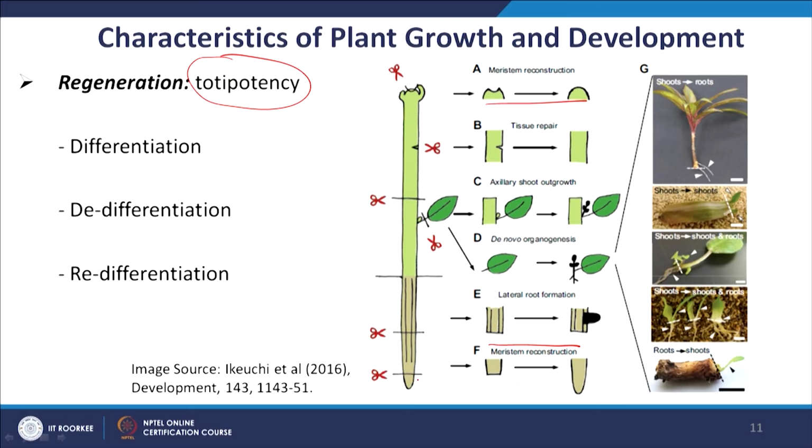If somehow the root tips or shoot tips are damaged in a plant, or if you cut them, what happens? You know that the apical meristems are positioned in the shoot tips and the root tips. If they are lost, the plant has acquired a mechanism through which it can reconstruct the meristem. This is because of their regeneration capability. Another important thing, if there is tissue damage, again the plant has a mechanism through which it can repair the damage. This is again activated through the process of regeneration.